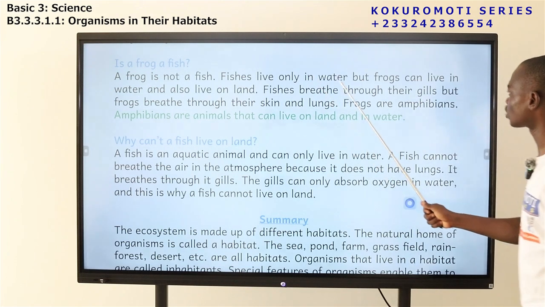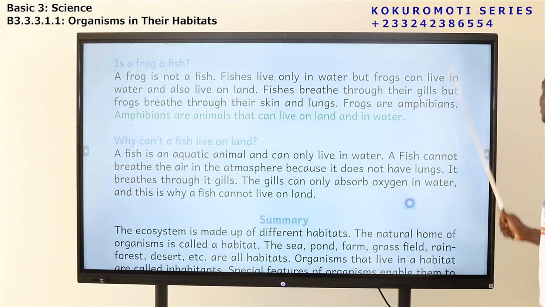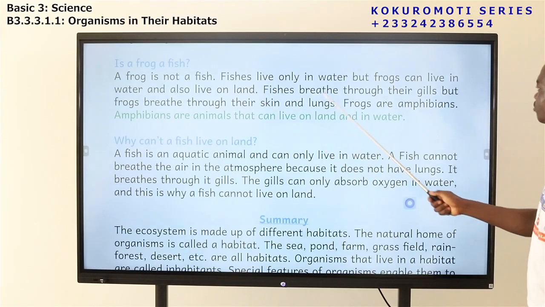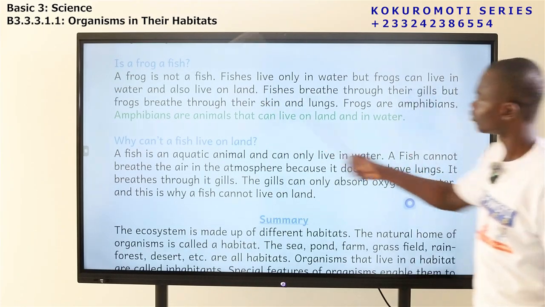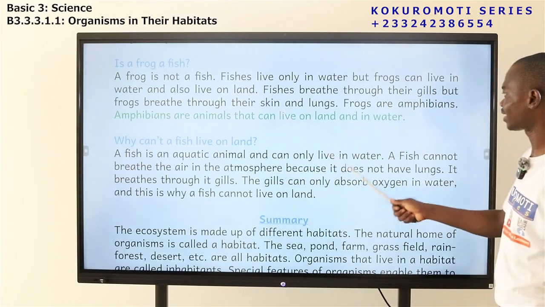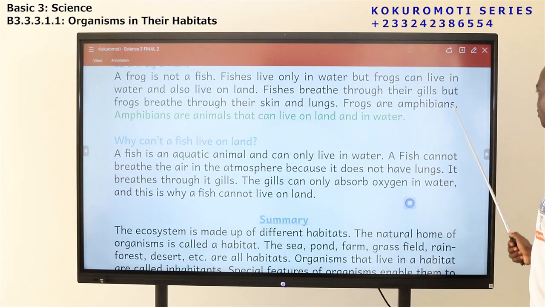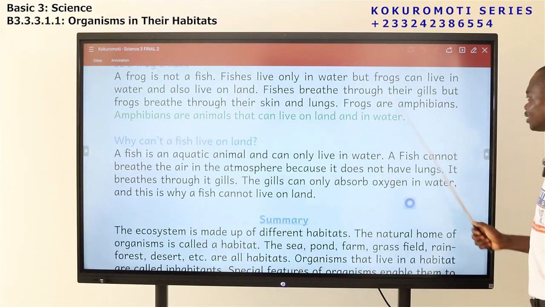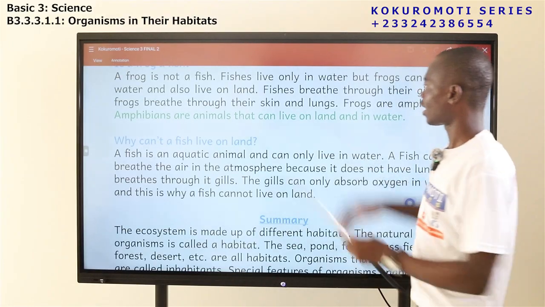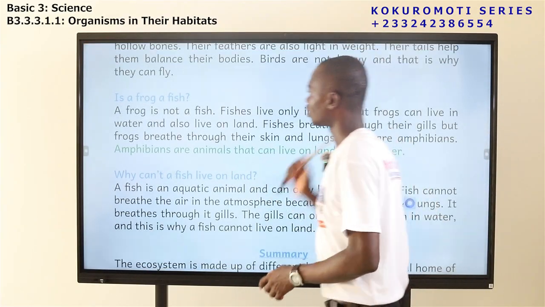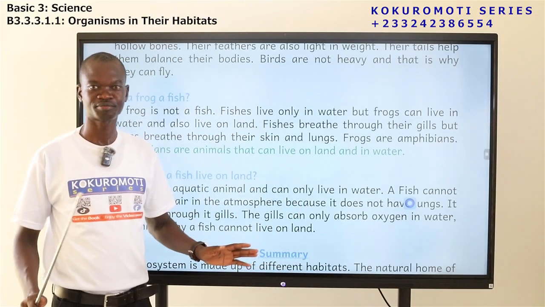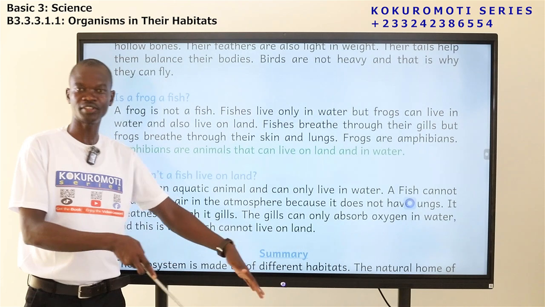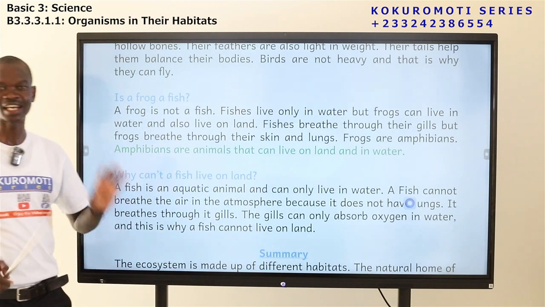Fishes live only in water, but frogs can live in water and also live on land. Fishes breathe through their gills, but frogs breathe through what? Their skin and lungs. Frogs are amphibians. Amphibians are animals that can live on land and in water. Frog and fish are different. The fact that they all live in water bodies doesn't mean they are the same.